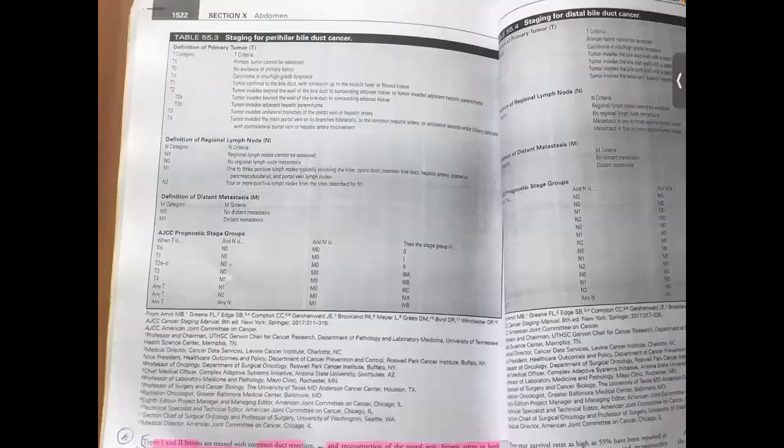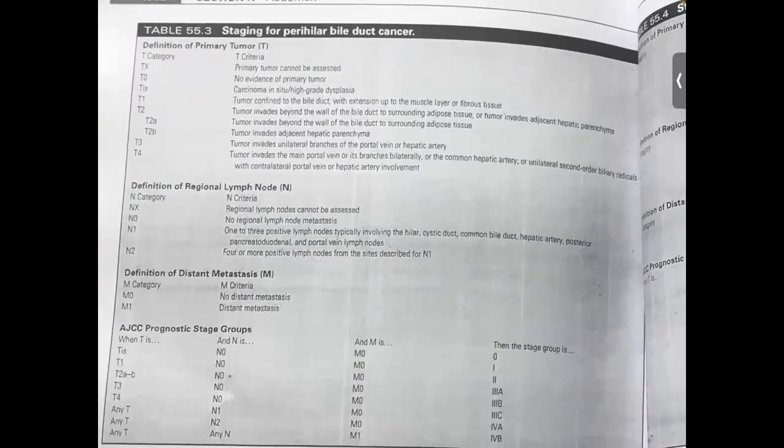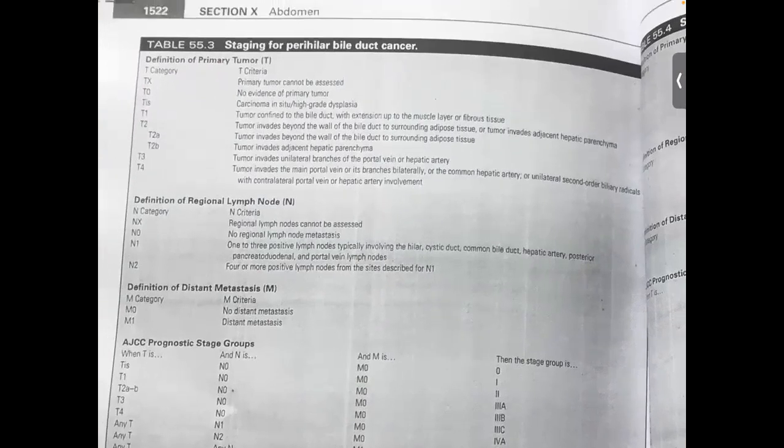Next, hilar cholangiocarcinoma. Staging is also very important here. T1 is involvement confined to the bile duct with extension up to the muscular layer or fibrous tissue. T2 is important: T2A, T2B. T2A, the tumor involves beyond the wall into the surrounding adipose tissue. T2B, it involves the adjacent hepatic parenchyma. For gallbladder, we saw T3 was involvement of hepatic parenchyma. In hilar cholangiocarcinoma, T2B is involvement of hepatic parenchyma. So that is the difference.